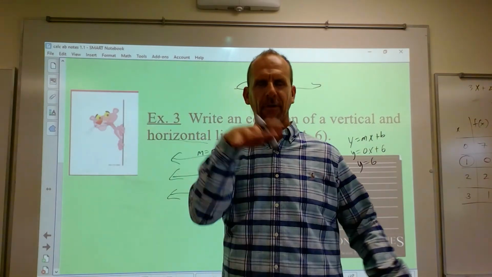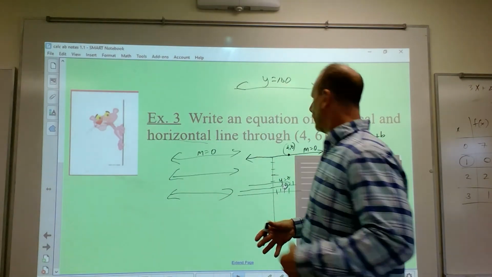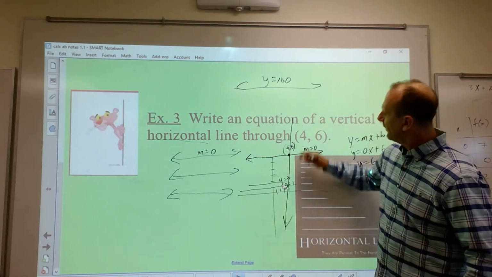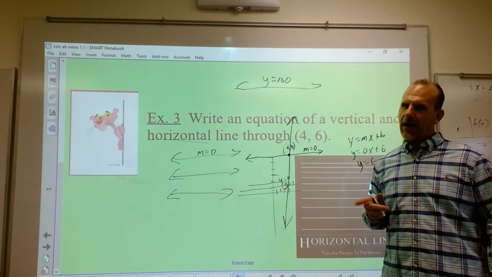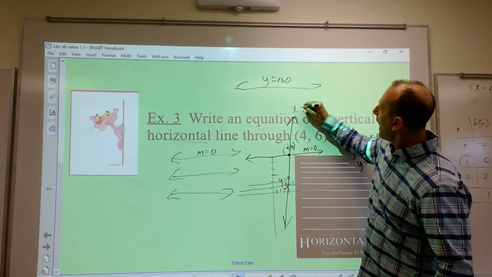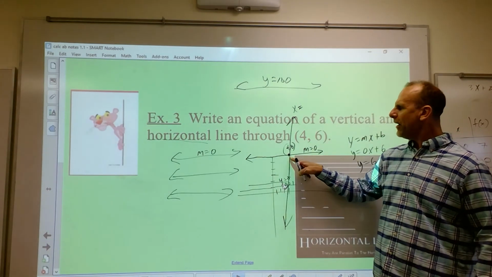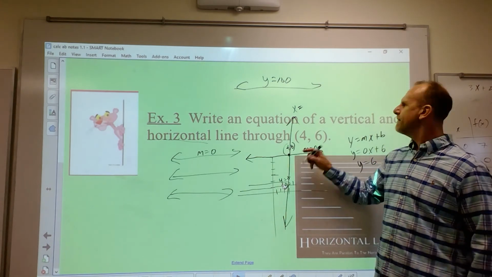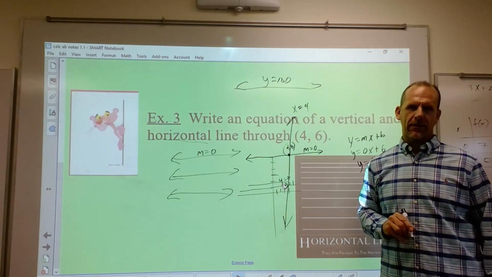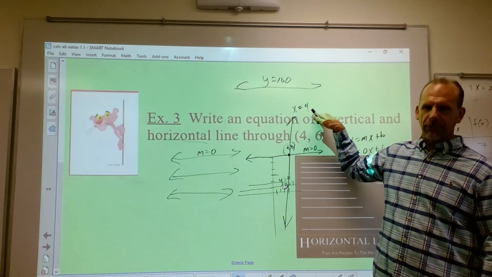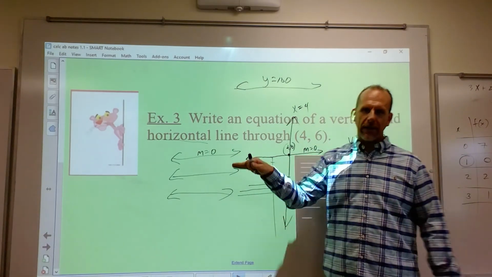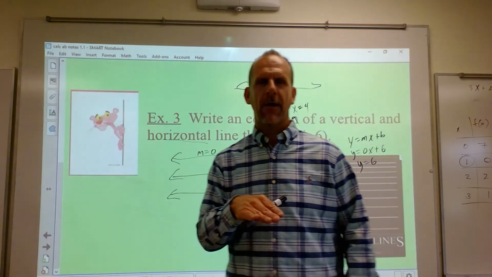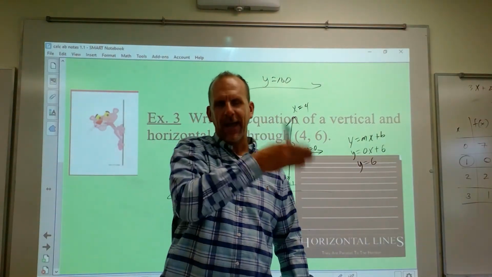Horizontal lines are y equals, which must mean vertical lines are not y equals, they're x equals. And what does x equal at 4, 6? X equals 4. So the vertical line is x equals 4. The horizontal line is y equals 6. All horizontal lines, y equals. All vertical lines, x equals.